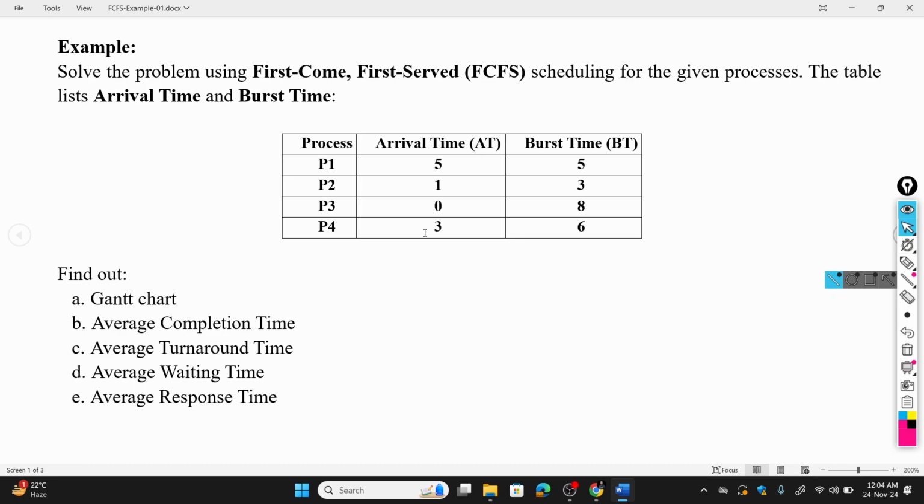It is also called the FCFS CPU scheduling algorithm. Here you can see that a problem is given. Now we have to solve this problem using the FCFS CPU scheduling algorithm. From this problem we have to find the Gantt chart, average completion time, average turnaround time, average waiting time, average response time.